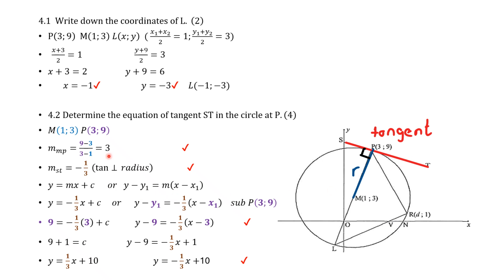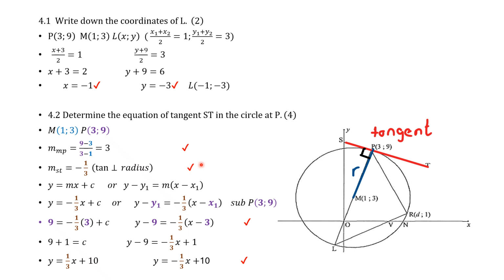If that's 3 over 1, then the gradient of the tangent would become negative 1 over 3. 1 goes on top, 3 at the bottom, and the sign changes because when I multiply the two, they must equal minus 1. Reason: tangent perpendicular to radius.